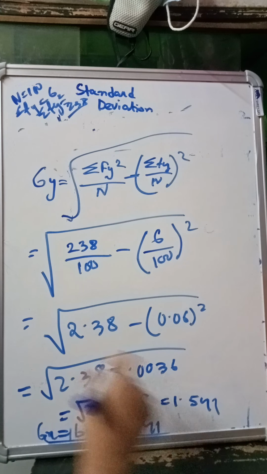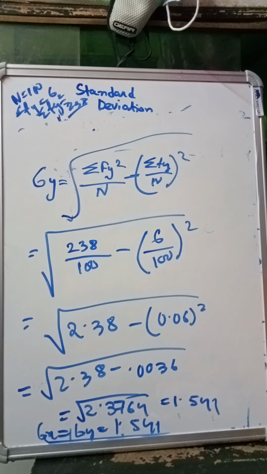Why? Because if we change the origin, there will be no effect on the SD. So whatever is the value of sigma x, that will be the value of sigma y, even if we change the origin. Okay, so this was the sum for the individual series when we have the frequency. I hope you have understood this sum.